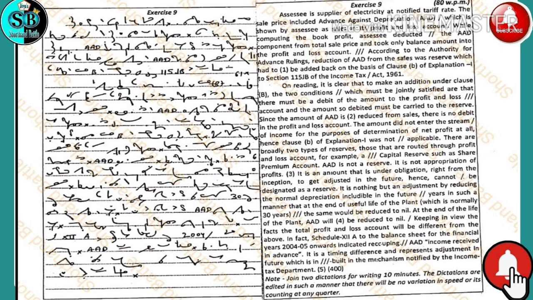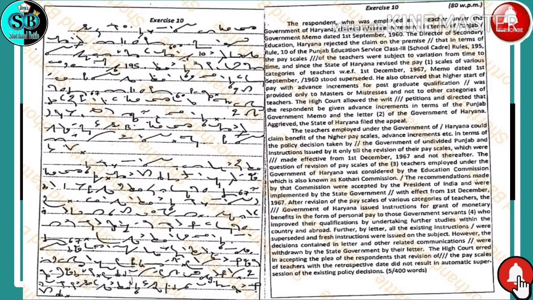Keeping in view the facts that total profit and loss account will be different from the above. In fact, Schedule 12A to the balance sheet for the financial years 2004-05 onwards indicating AAD income received in advance. It is a timing difference and represents adjustment in future which is inbuilt in the mechanism notified by the Income Tax Department.